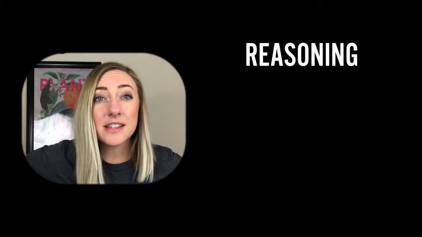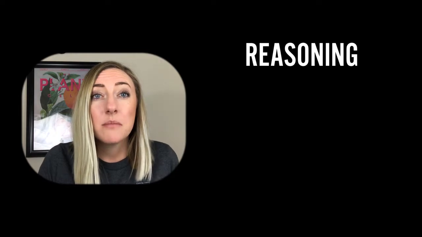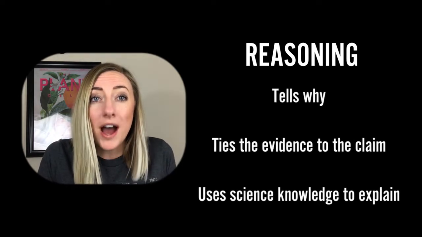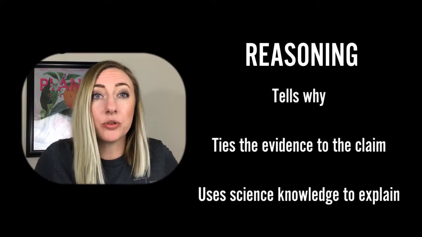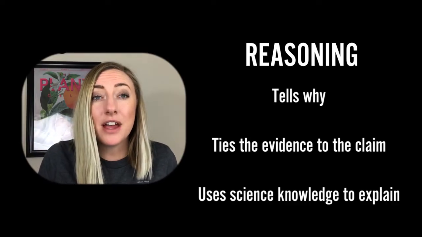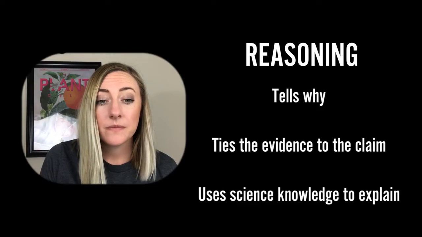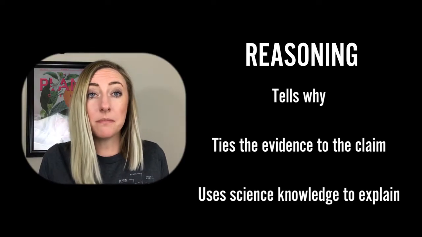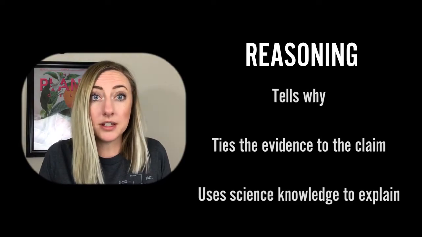The last part of the CER is the reasoning, and this is where young scientists tend to struggle the most, but it's a lot easier than you think. The reasoning tells why your evidence supports your claim. It ties your evidence to your claim. This is where you use the because statements to explain the science behind what makes the evidence support the claim.